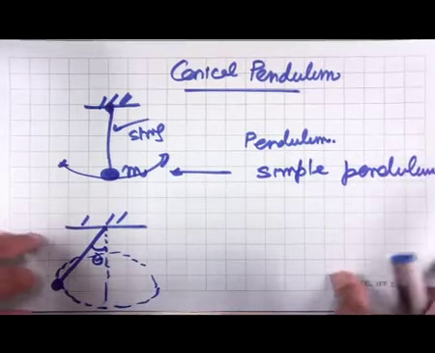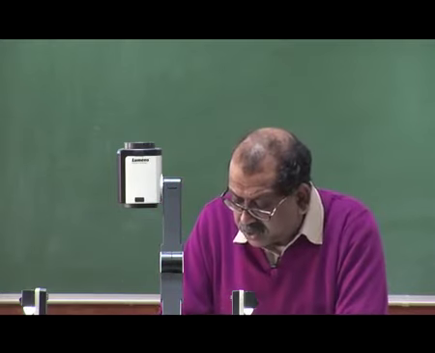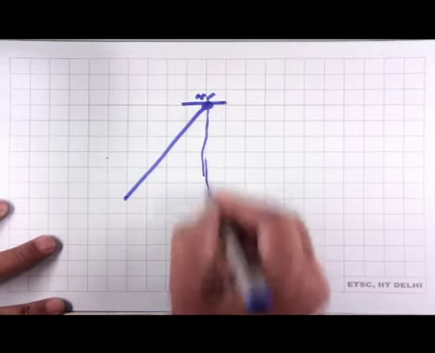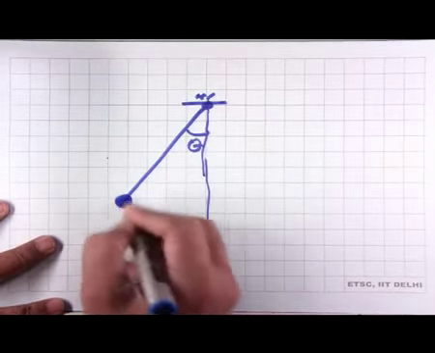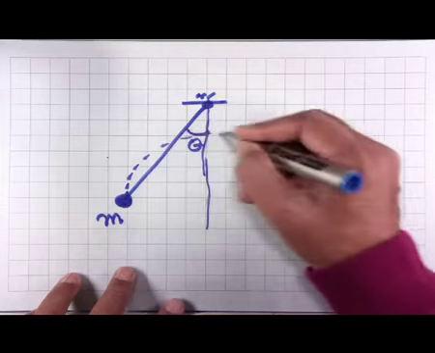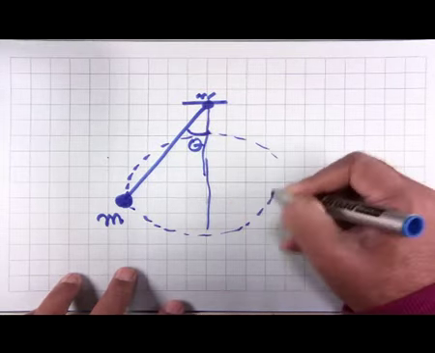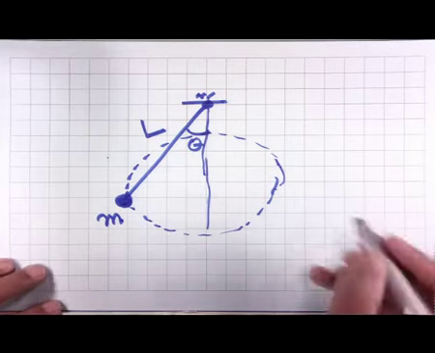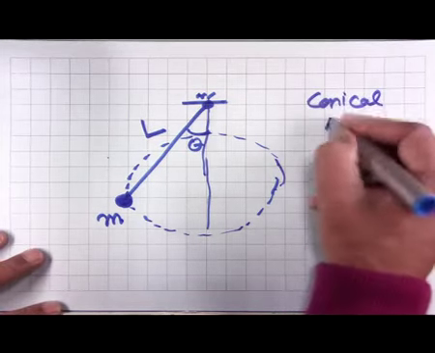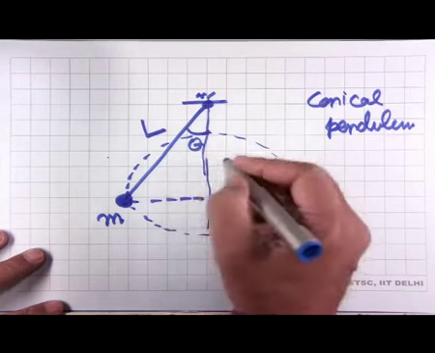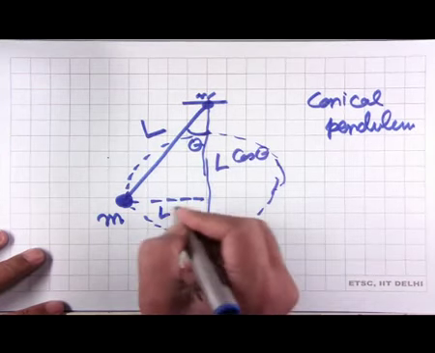But in case of a conical pendulum, let me explain this again. This is the pendulum. First we take this bob, we make it move at an angle theta, and then it follows a circular path at this height. For example, if the length of the string is L and it is at an angle theta, then for the conical pendulum, this will be L cos theta, this will be L sin theta.